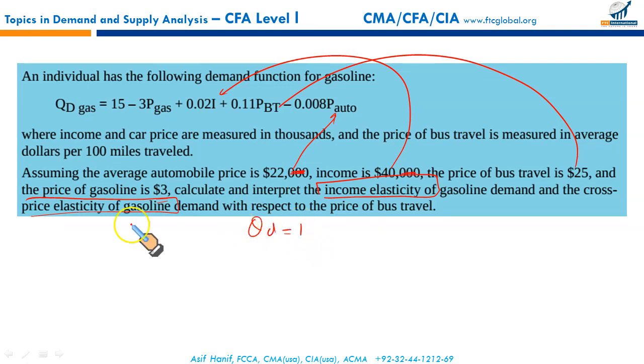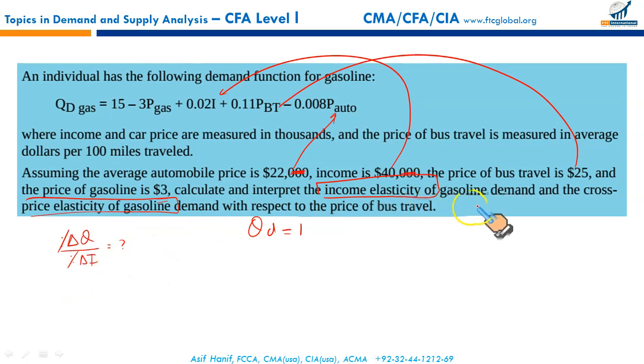Okay, first let's write down the function. It's 15, and let's find what exactly we are looking for. We are looking for first the income elasticity of demand. So basically the percentage change in quantity demanded upon the percentage change in income. That's what we need. And then the second part is the cross elasticity of gasoline demand with respect to the price of bus travel. So that's the percentage change in Q upon the percentage change in the price of bus travel. So that's what we are looking for. So good question. All right, let's do the first part first.